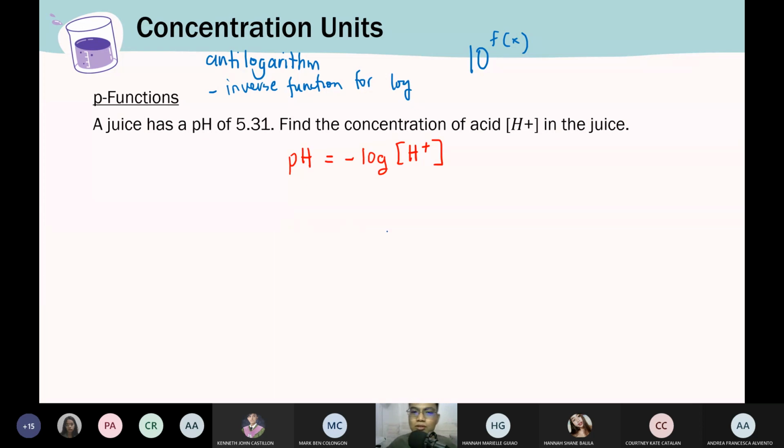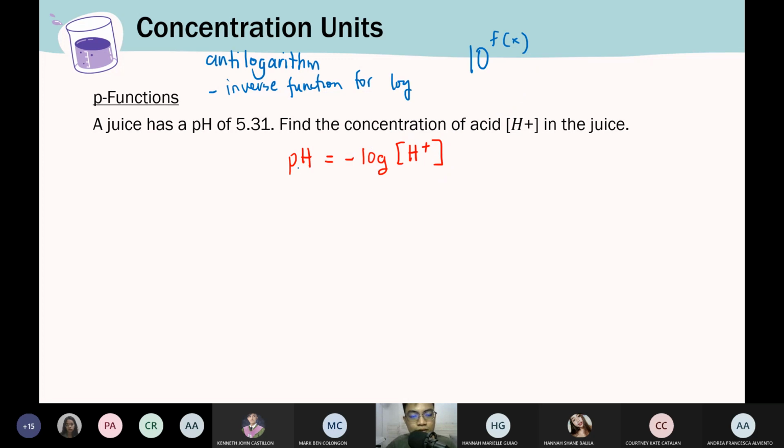So, ibig sabihin, kung gusto mo tanggalin yung h, no? Kasi ito yung sinosolve natin, and we know na hindi natin to pwede i-divide na lang. So, kailangan ipasok natin sila sa anti-log. Okay? So, itong function na to, ilalagay natin dito sa anti-log. Okay? Basically, gagawin natin siyang exponent ng 10. Yun yung sabi ni algebra.